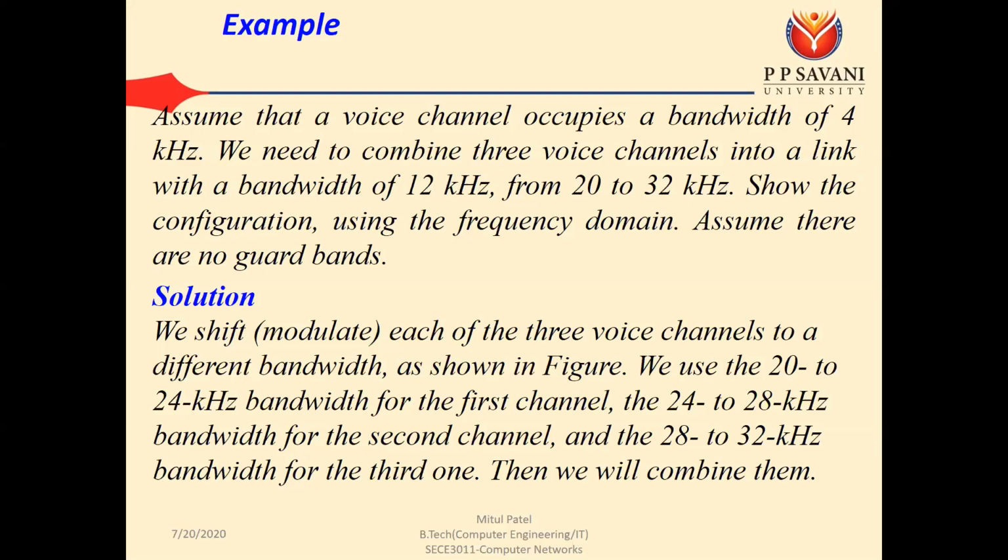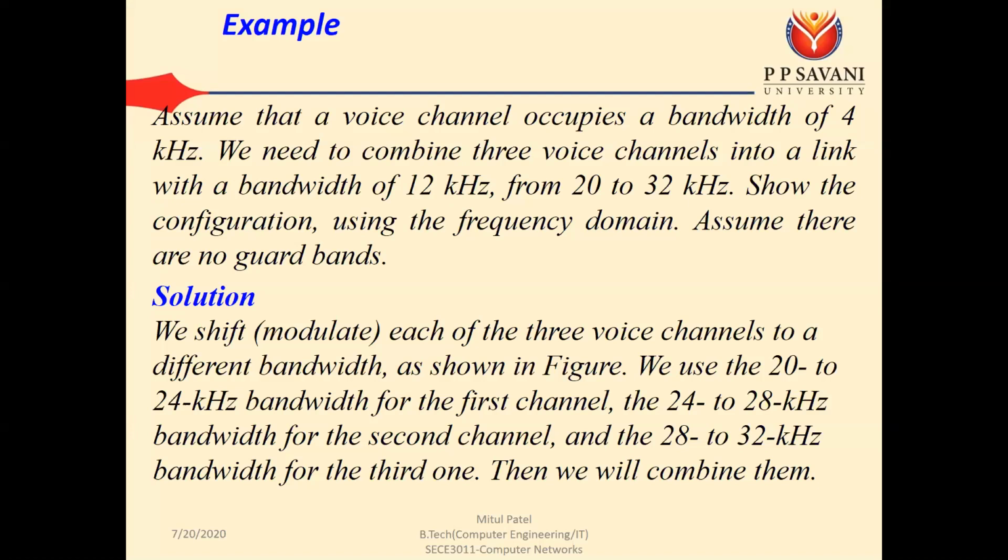So that's why we are combining the 3 voice channels into a link with a bandwidth of 12 kilohertz. So what is the bandwidth of the link? It is 12 kilohertz, from 20 to 32 kilohertz. In this 12 kilohertz link, we have to combine the data of 3 users. So the question is, show the configuration using the frequency domain.